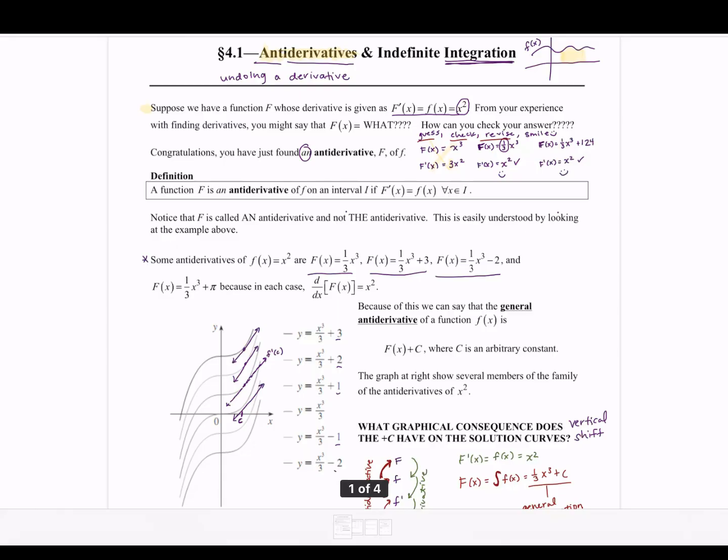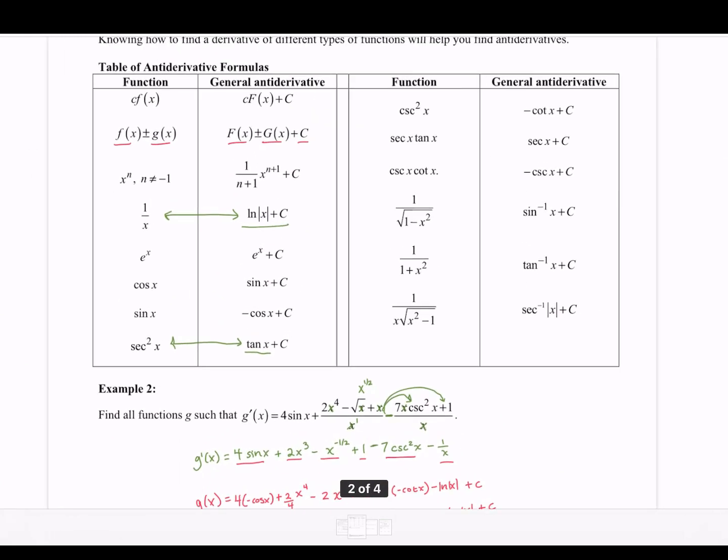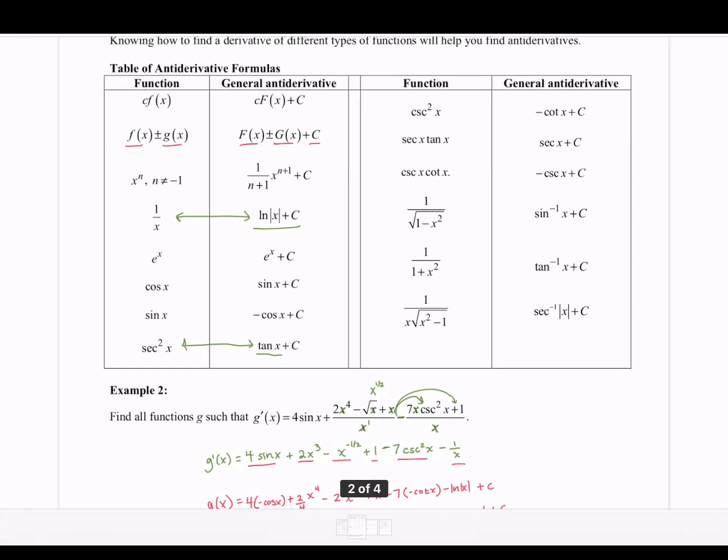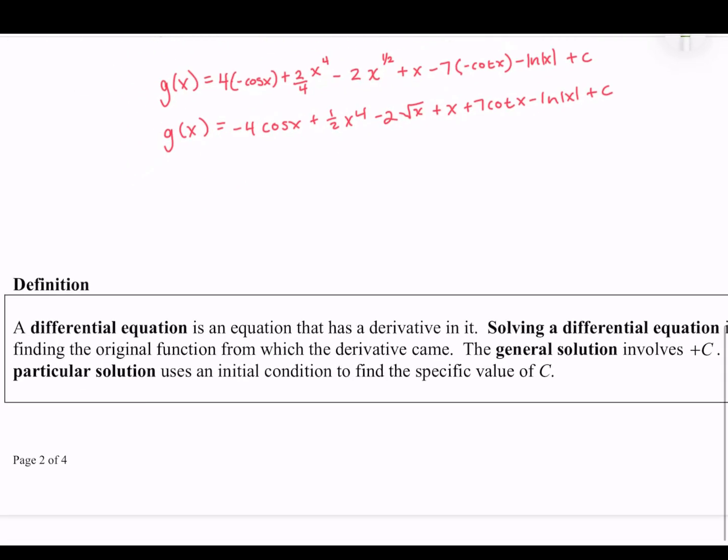Hey calculus students, so you've already learned a lot about antiderivatives and how they're related to integrals, and rules about how to find antiderivatives. So one common use for antiderivatives is to solve what are called differential equations.